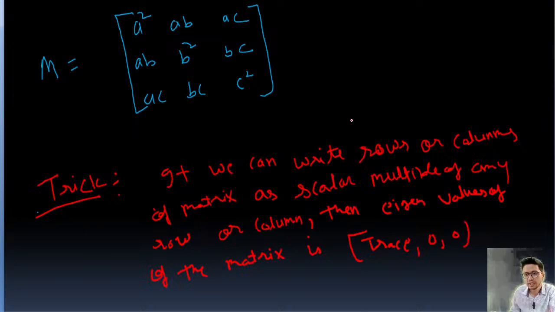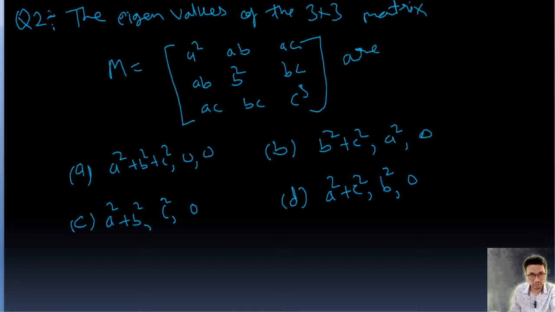If we can write rows or columns of a matrix as a scalar multiple of any row or column, then the eigenvalues of the matrix are trace, 0, 0, okay? Trace means the sum of diagonal elements. So this matrix we can write as a scalar multiple of rows and columns, okay? I'll show you how. Very important property you need to note down, okay? I have already explained it in my lecture of mathematical physics. So the matrix is this, okay? So I'm writing this matrix.